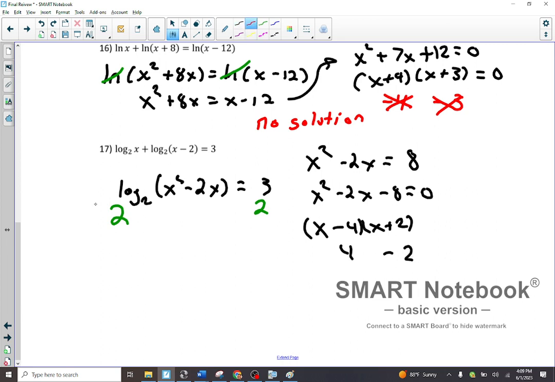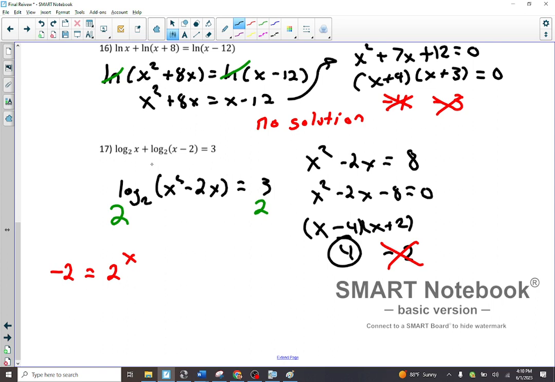Remember, think of it like this: there's no way I could put an exponent that causes it to be negative. There's no exponent that could cause that. Not even imaginary numbers would solve that problem. That's something else. But either way, that means negative 2 is not an option. So in this case, the only answer is 4.